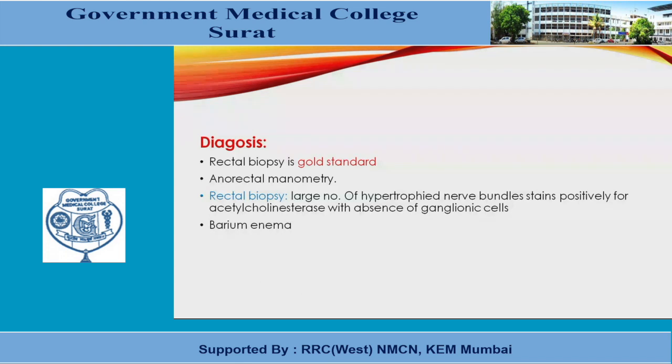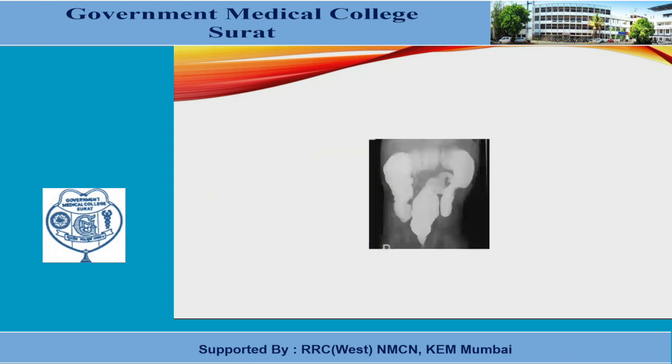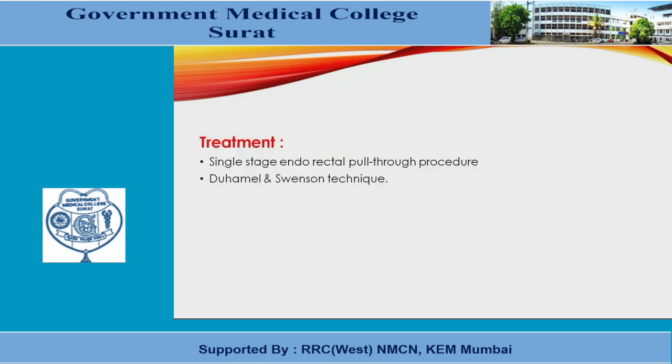Diagnosis can be done by rectal biopsy, which is the most common gold standard for diagnosis, and anorectal manometry. In rectal biopsy, a large number of hypertrophied nerve bundles stain positively for acetylcholinesterase with the absence of ganglionic cells. Barium enema can also be done. In treatment, there is a single stage endorectal pull-through procedure, the Duhamel and Swenson technique.